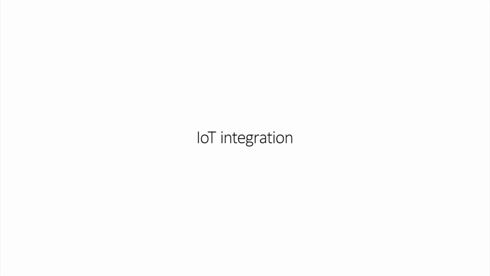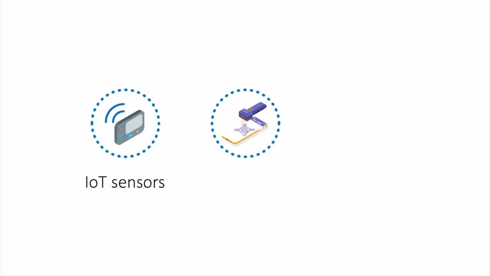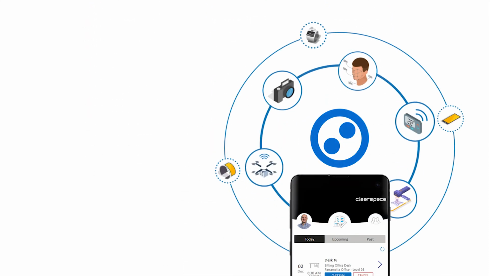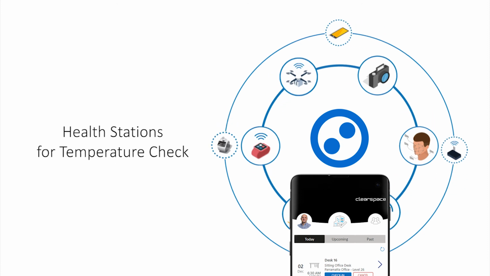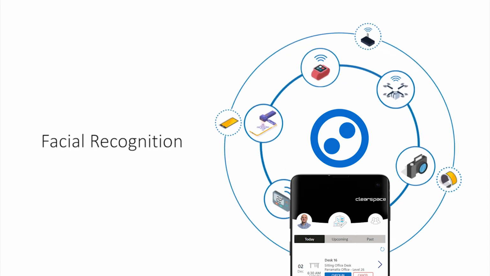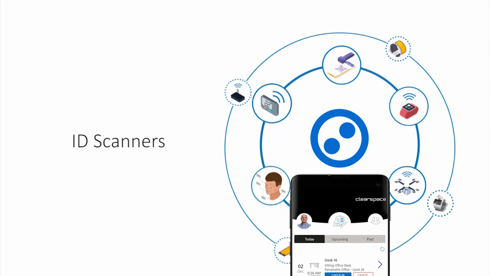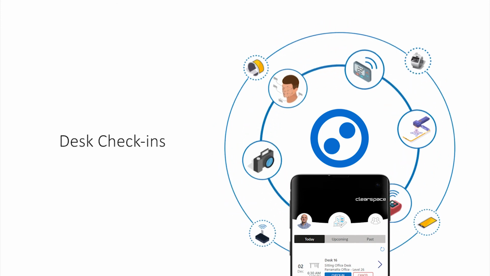IoT integration has been developed with pre-built settings to connect to common IoT sensors, scanners, and networks. The Ricoh Integration Cloud can incorporate solutions such as people counting, health stations for temperature checks, and facial recognition, as well as access control, ID scanners, and desk check-ins.